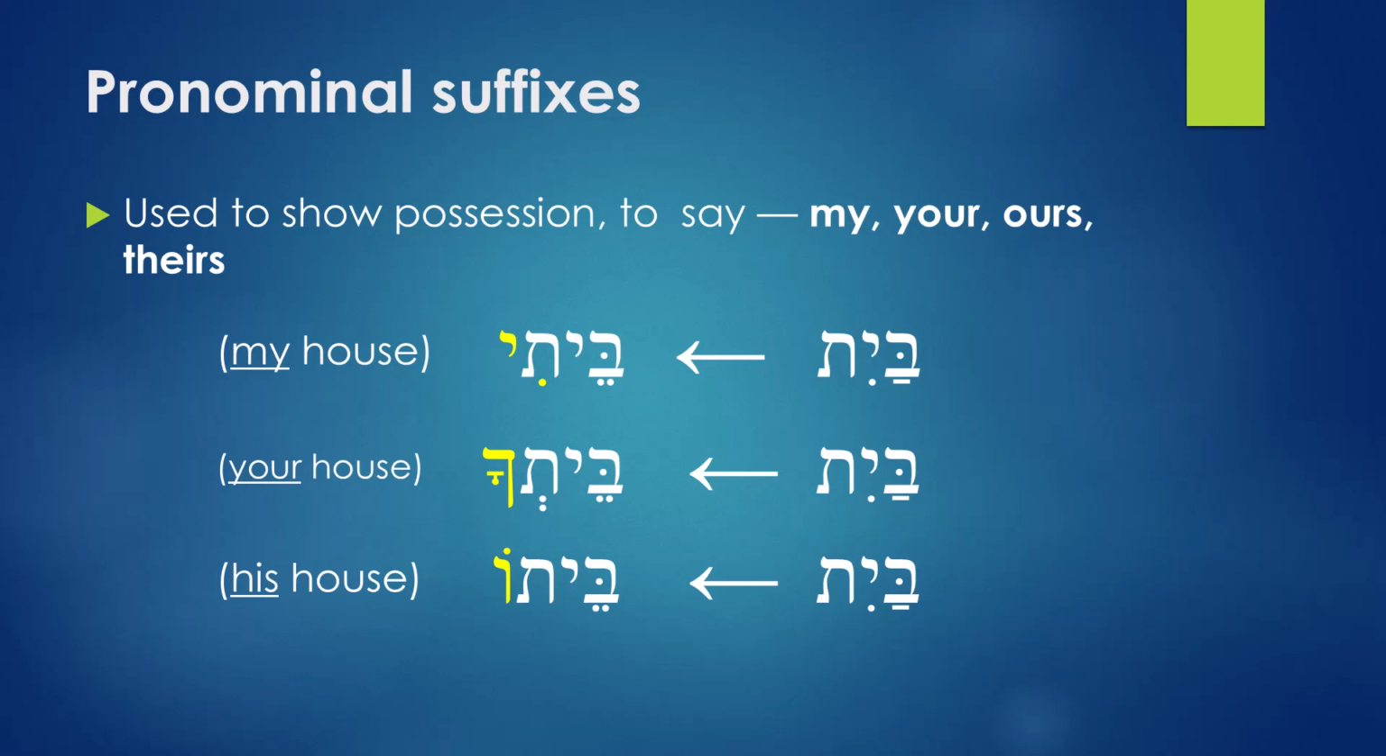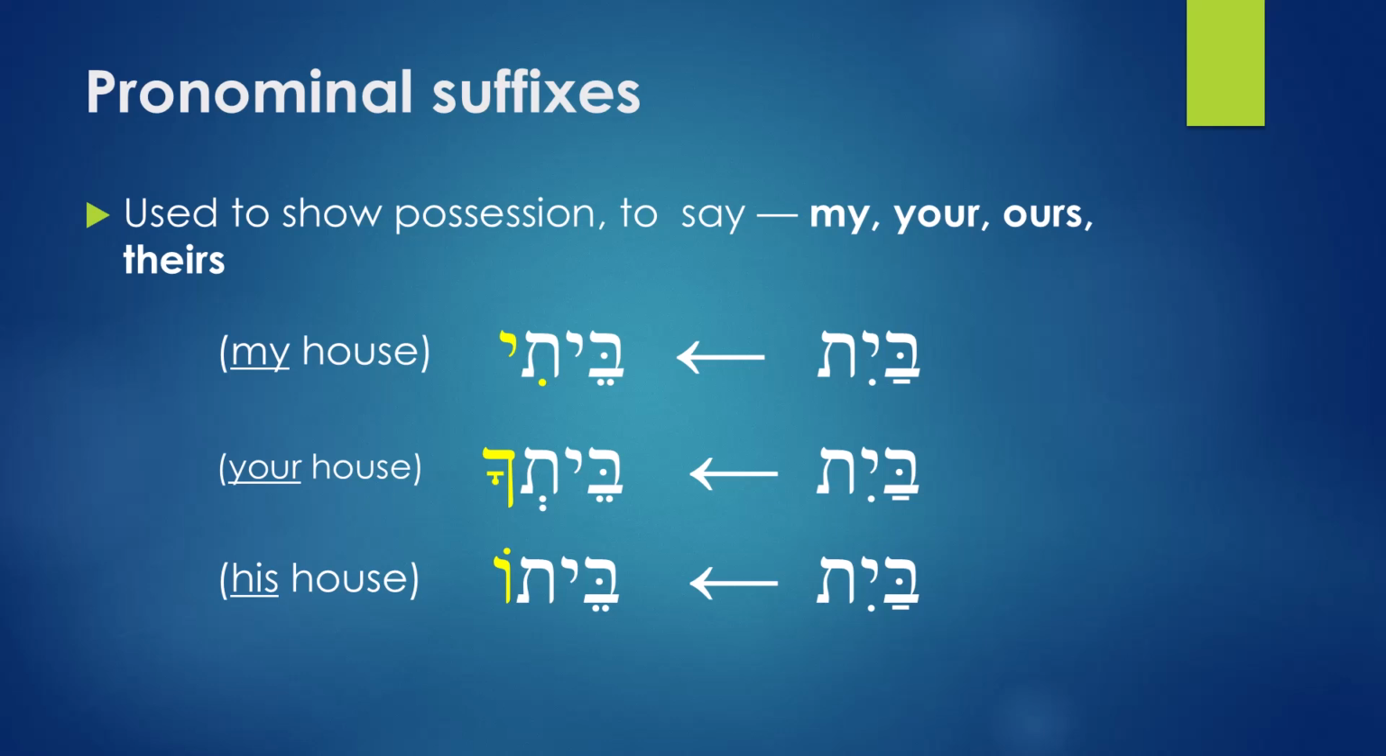What about if you want to say your house? You're going to add another different suffix, and that's going to be cha, to the end of the word. And so you're going to say beit cha. That cha is telling you that you're talking about your house, not my house, but your house. Beit means house, beit cha means your house.